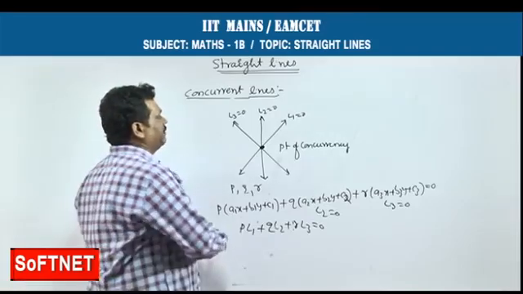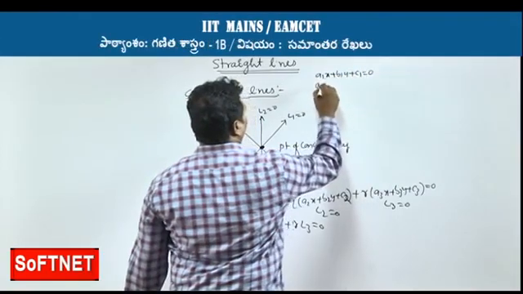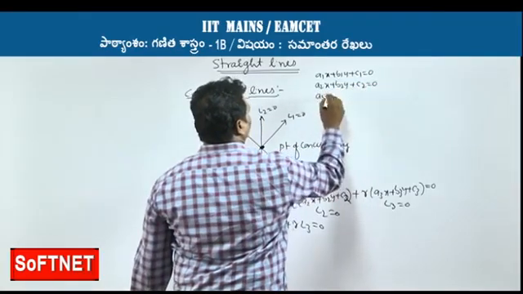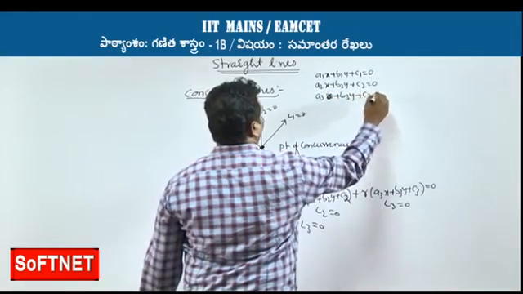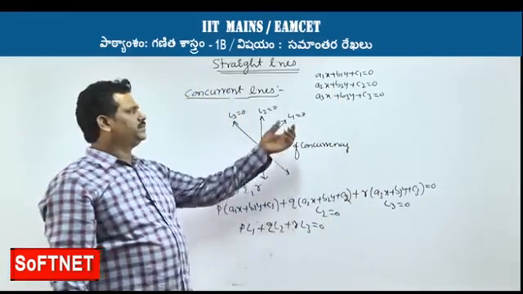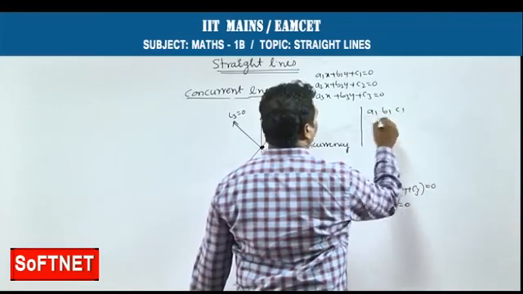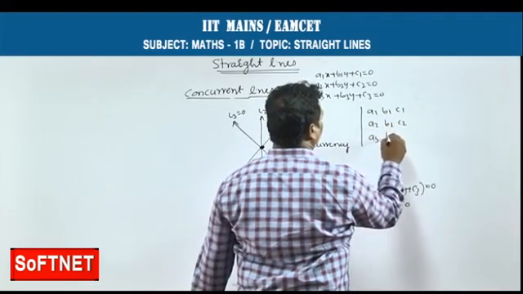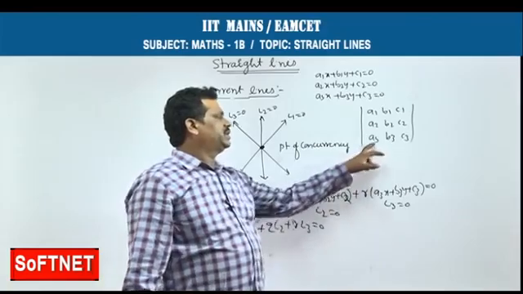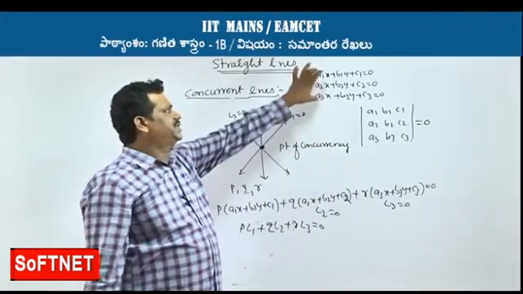The second condition is, for example, a1x plus b1y plus c1 equal to 0 is the first line, a2x plus b2y plus c2 equal to 0 is the second line, and a3x plus b3y plus c3 equal to 0 is the third line. They are three concurrent lines if and only if the determinant of a1 b1 c1, a2 b2 c2 and a3 b3 c3 equals 0. This is the condition for these three lines to be concurrent.